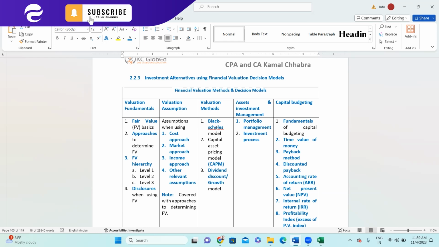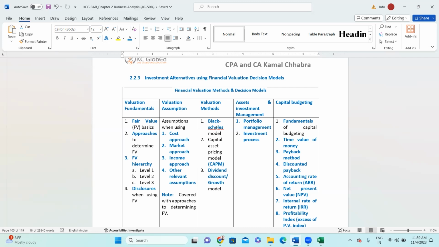The fourth one is assets and investment management. We'll discuss what asset management is, what investment management is, what portfolio management is, and the process of investment. That we'll probably cover tomorrow. Then lastly is capital budgeting. In capital budgeting, we'll understand the fundamentals of capital budgeting, time value of money, hope you remember present value from your school days, and the payback method.